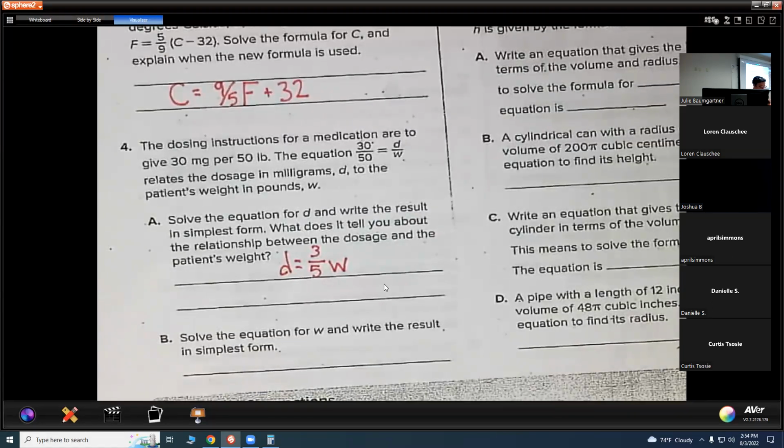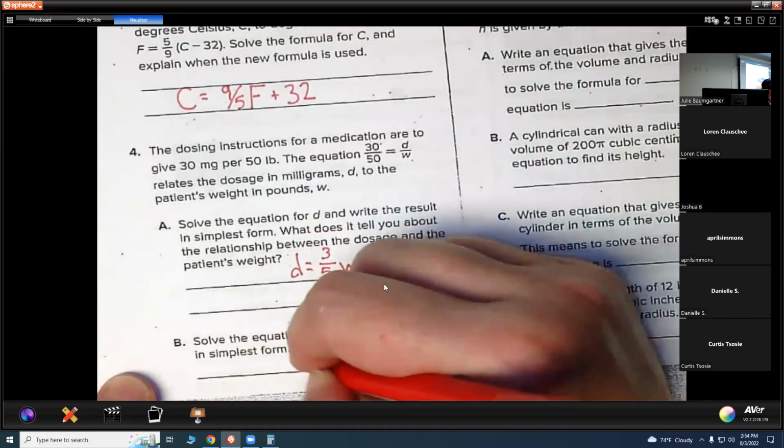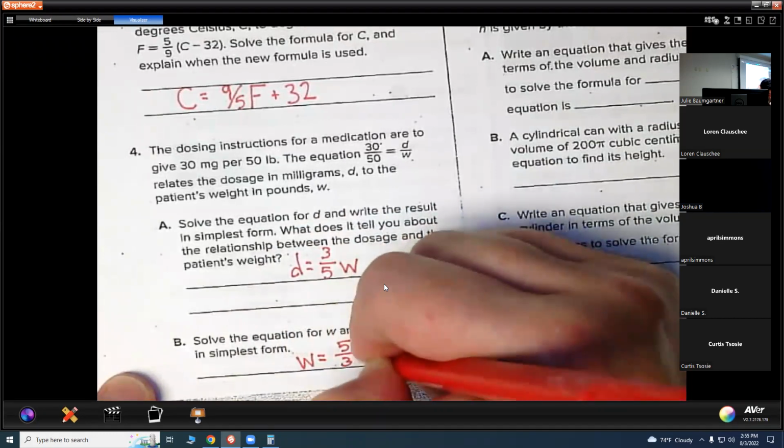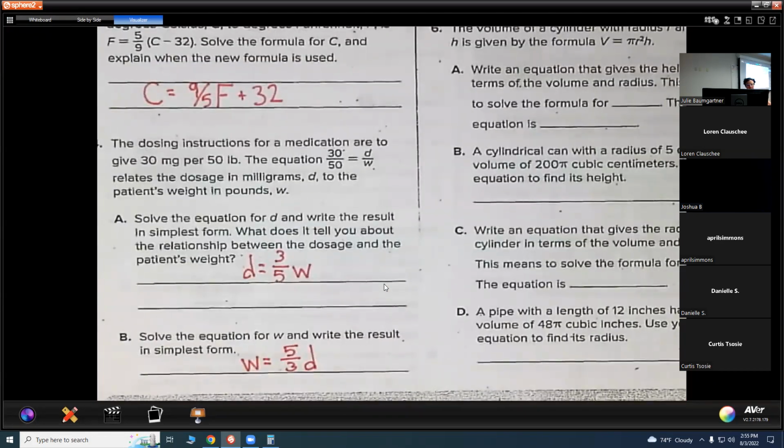So it's just kind of the opposite of what we just did, right? So we still set it up the same way, but now we have 30W equals 50D. And then we're dividing the 30. So we know that W equals 5. Does that make sense? Yes. All right.